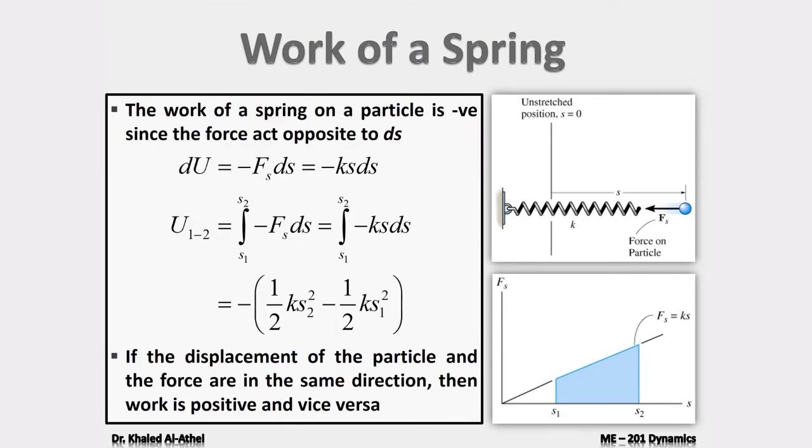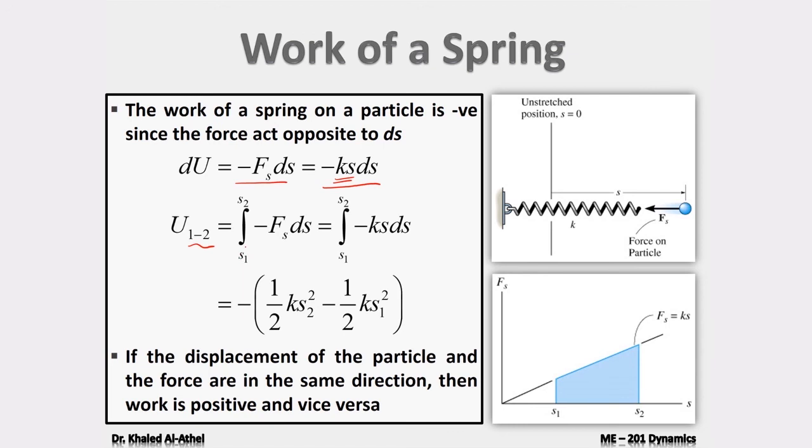Now, let's derive the work done by the force of the spring. So dU equals minus Fs ds. I'm discussing how to write the work done by the spring force. And we know that the spring force is basically K times S. So I end up with minus Ks ds. Now just integrate this between 1 and 2.